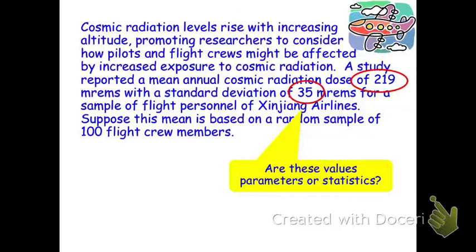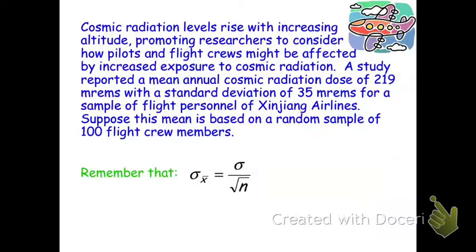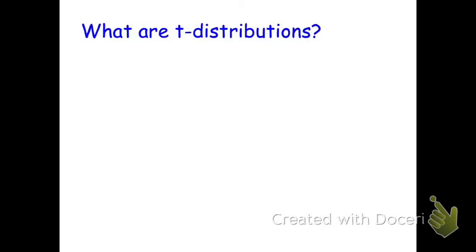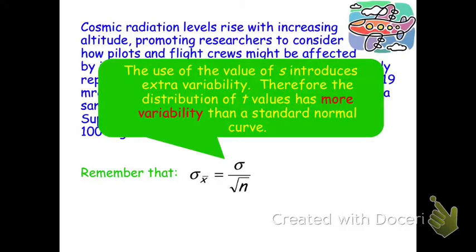For a sample of flight personnel. So it talks about a sample of 100 flight crew members. So the numbers that they gave me, are they parameters or statistics? Statistics. So what value would you use for sigma? 35. So instead of using sigma, we would replace it with what? Because we don't know sigma. S. Perfect. Good job, Avery. So we would put in S there.